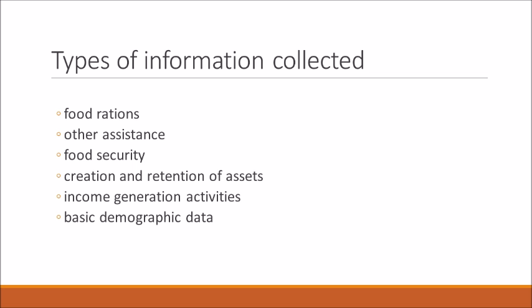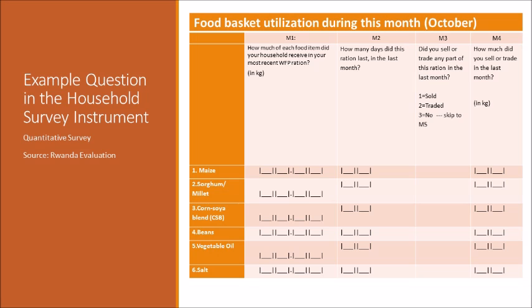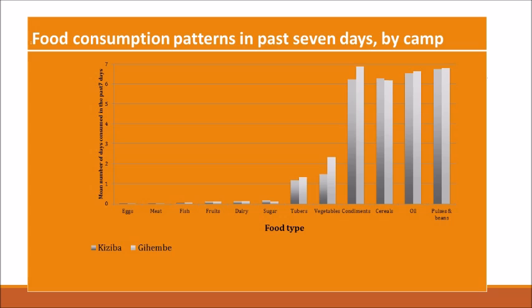We collected a wide range of information in the household surveys to determine whether the food rations, together with other assistance provided to the refugees in the refugee camps, had contributed to food security, creation and retention of assets, income generation, and other outcomes. For example, one of the survey questions asked refugees how they used the food that they had received. Another question asked them about their food consumption patterns in the past 7 days. Here are the findings for the Rwanda evaluation, comparing the responses in 2 different camps.